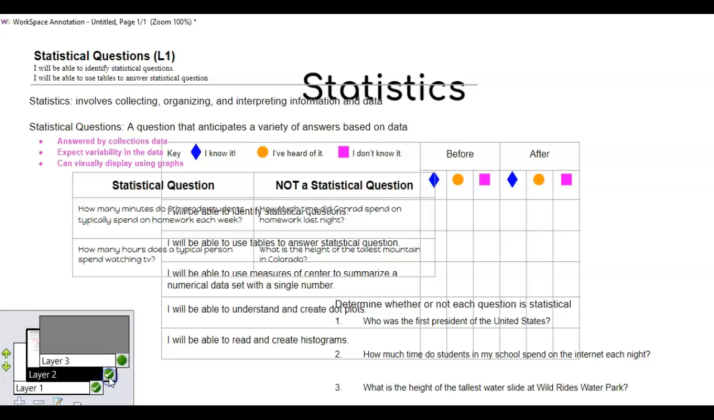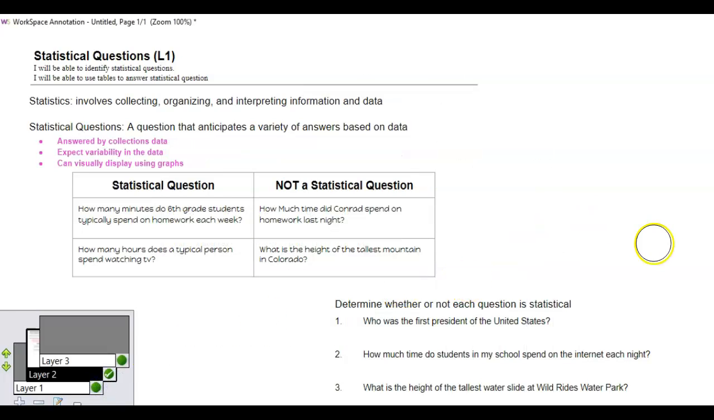Now that you have filled in the chart, we're going to take a look at what a statistical question is. So let's first of all figure out statistics. It's collecting, organizing, and interpreting information and data. That means we're going to take a bunch of numbers and make sense of it. To do that, we need a statistical question. Its definition is a question that anticipates a variety of answers based on data.